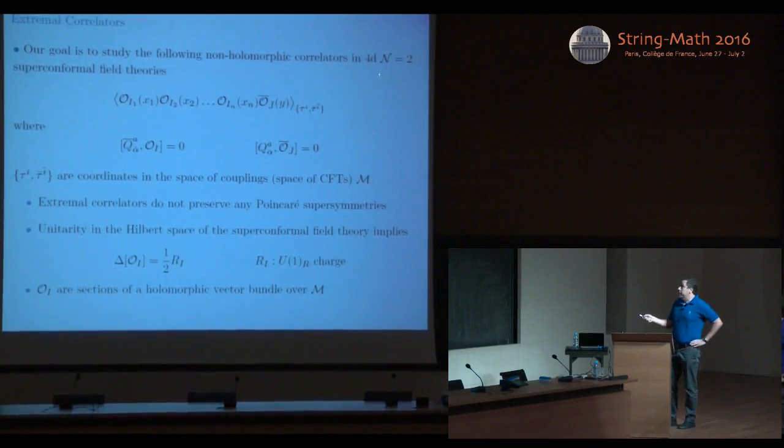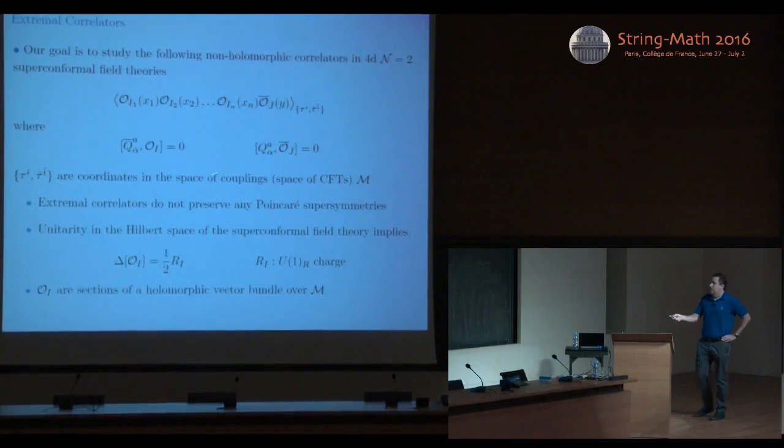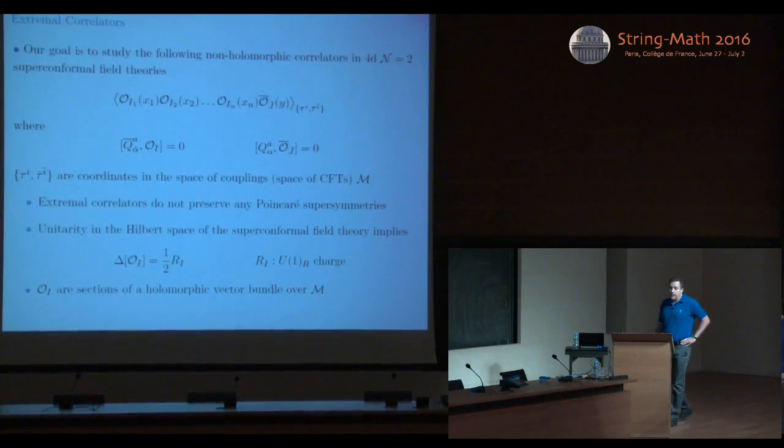Just to set up some notation, in these four-dimensional N=2 superconformal field theories, superconformal primaries are annihilated by half of the supercharges of negative chirality. Alpha and alpha dot are spinor indices of opposite chirality, and A is a doublet index of the SU(2)_R symmetry that any N=2 superconformal field theory has.